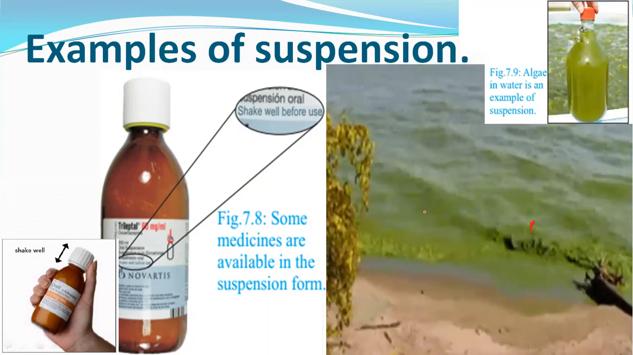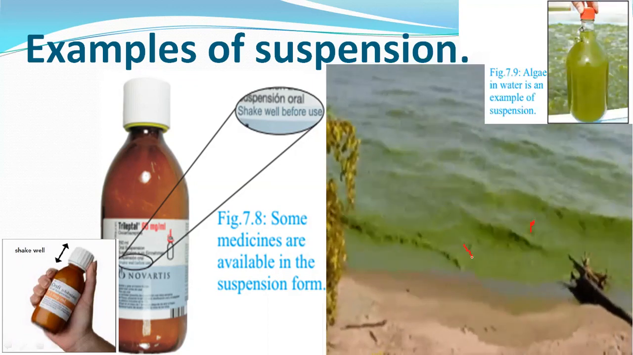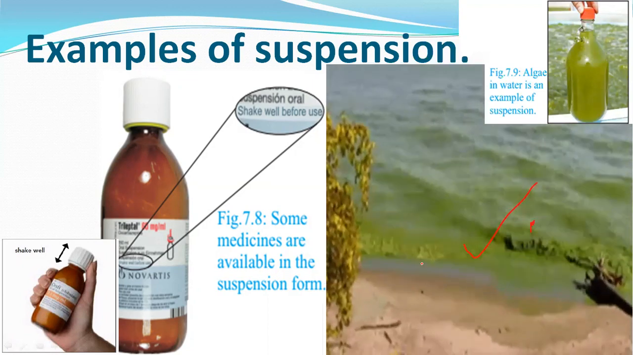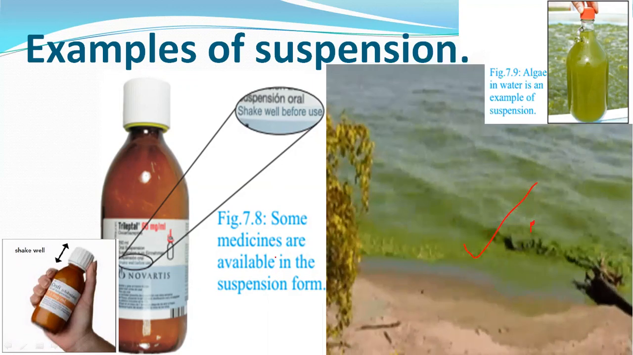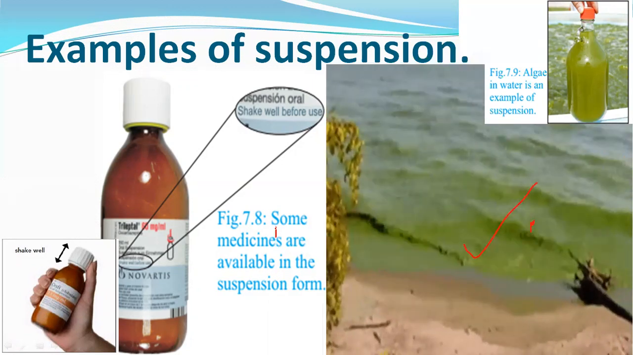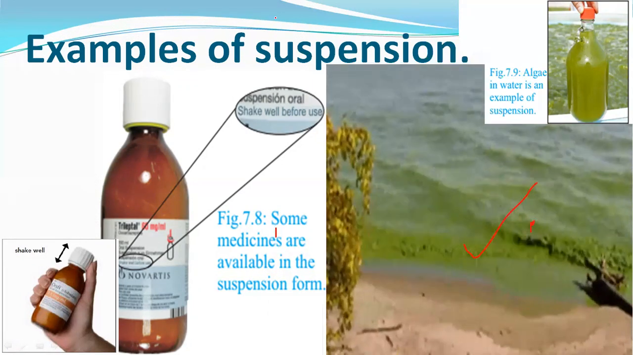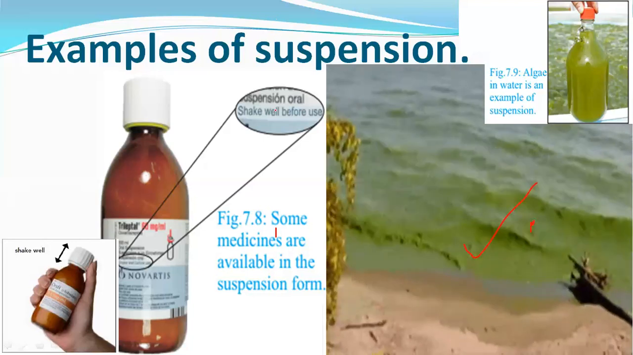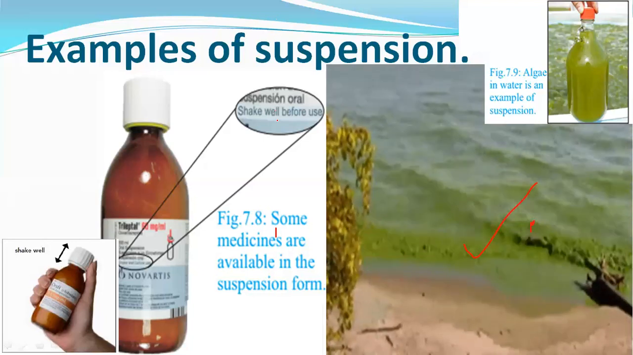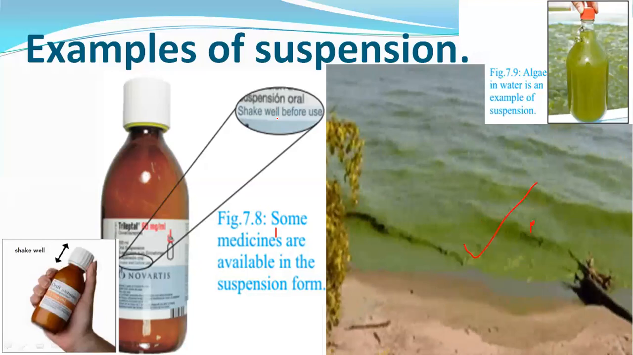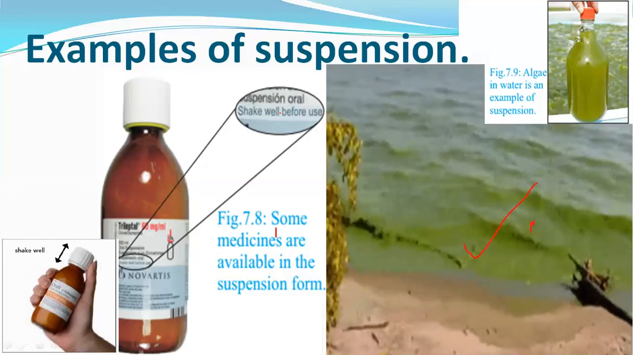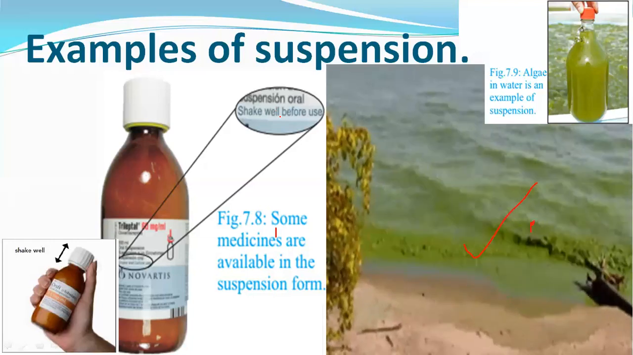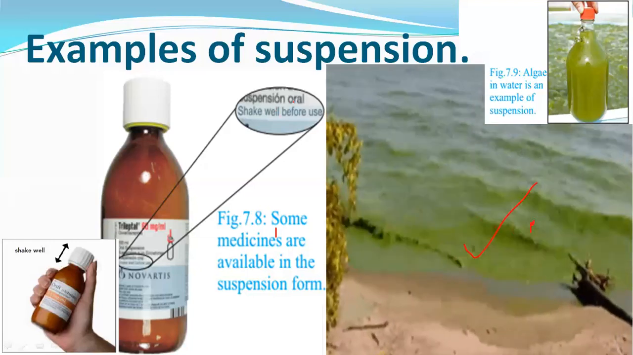Yes, we have another example in the ponds and the lakes. Sometimes we find this green form of water, and this water is actually green due to the presence of algae. If you see in the bottle, the algae is collected with the water, and it's a green color, but actually this green color is due to the presence of algae.